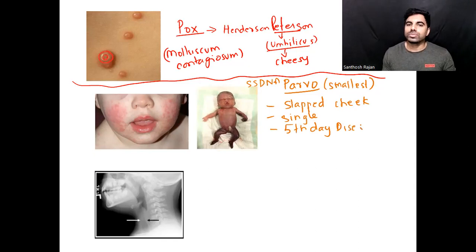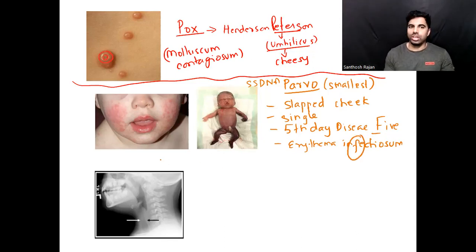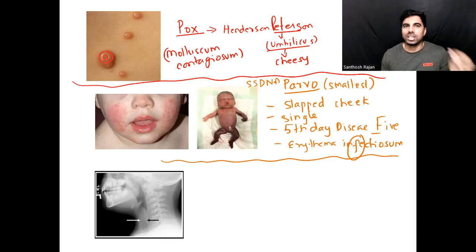Because of five fingers, it's also called erythema infectiosum. Erythema infectiosum, okay? Please remember, erythema infectiosum will come. So this can be another question. Don't forget. And for the same question, there can be exanthema subitum also. Exanthema subitum is another, which we call roseola infantum. In that it will be a different case. The baby will have erythematous rashes, different, full body rashes. But usually expect this question.